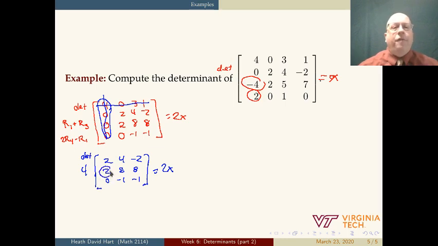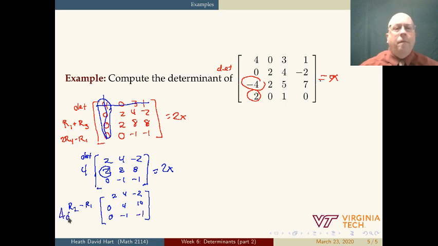I would like to get rid of this 2, and so I'm going to need to make row 2 minus row 1. And so 2 minus 2 is 0. 8 minus 4 is 4. 8 minus negative 2 is positive 10. We still have a 4 in front of all of this. And a 2x on this side. This step did not change the determinant, so we still have a 2x.